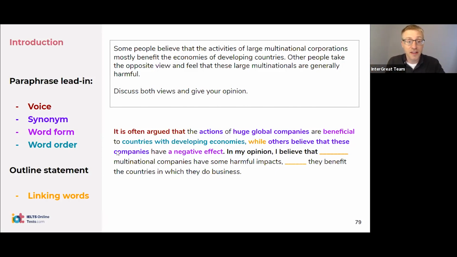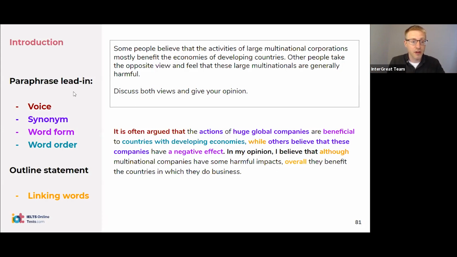Very good, Parvati. So I'm saying, although multinationals have some harmful impacts, overall, they benefit the countries in which they do business. So this structure lets me introduce the opposite point of view, one point of view, but then also give my opinion. I'm discussing both sides.